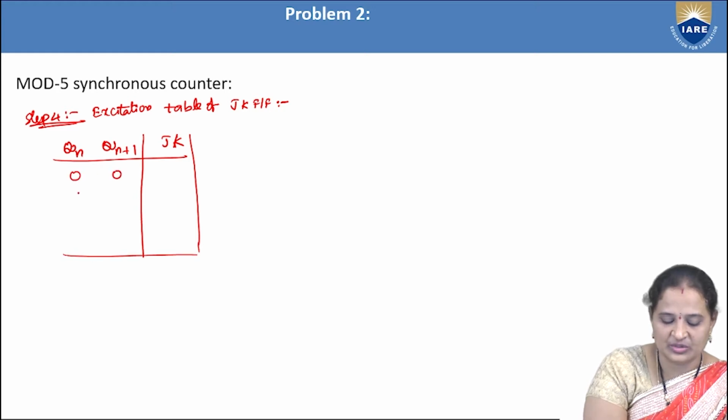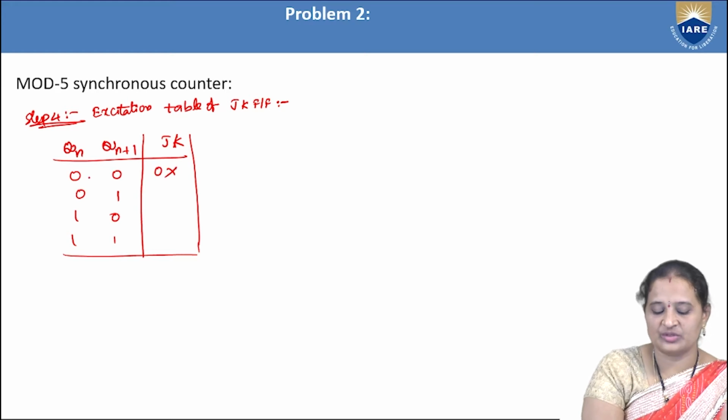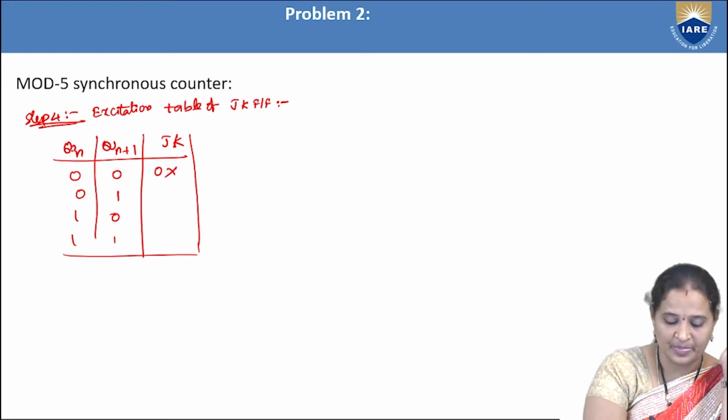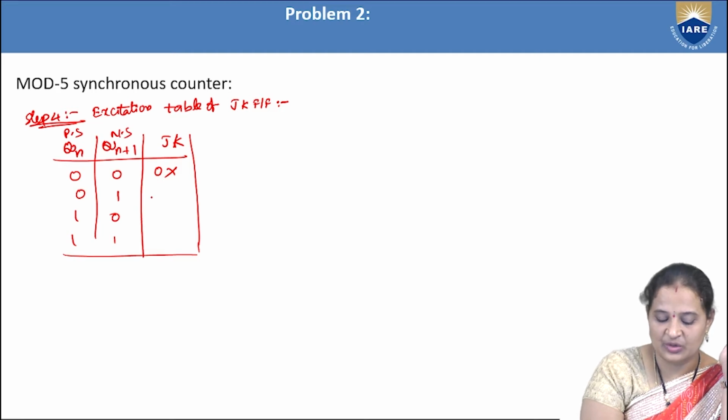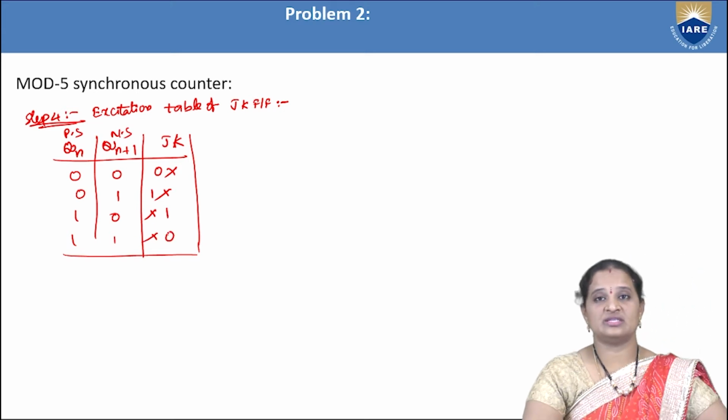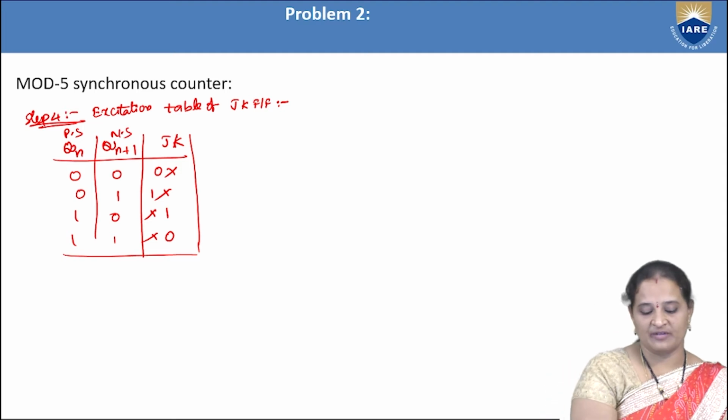So present state 00, 01, 10, 11. This is the present state, and this is the next state. 00 means 0, don't care. 01 is 1, don't care. 10 is don't care, 1, and 11 is don't care, 0. This is the excitation table of JK flip-flop.